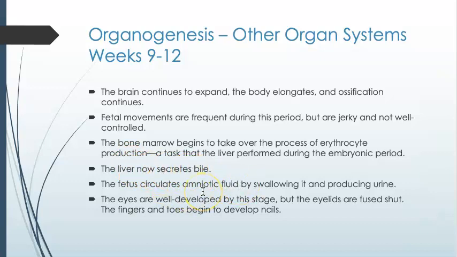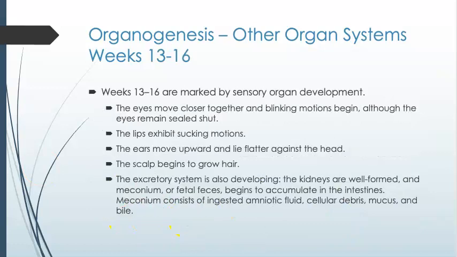Fetal circulation. The fetus is going to circulate amniotic fluid by producing urine. The eyes are developed, but there's no way for them to open their eyes. The eyelids are fused shut. Fingers and toes are beginning to form nails.